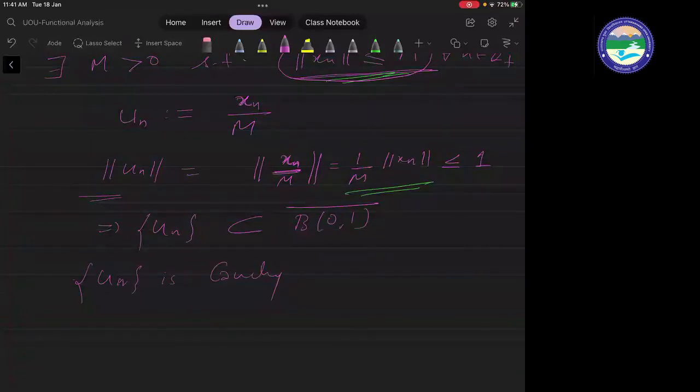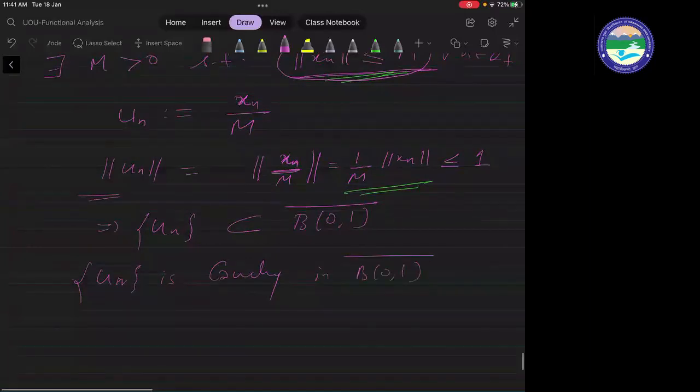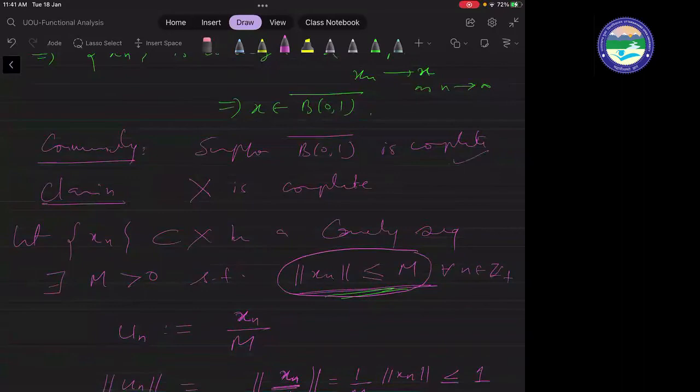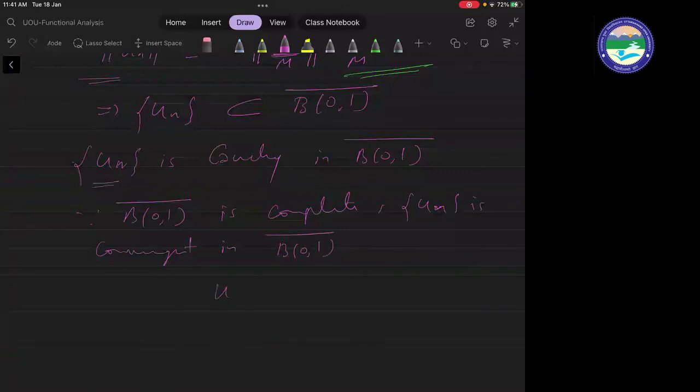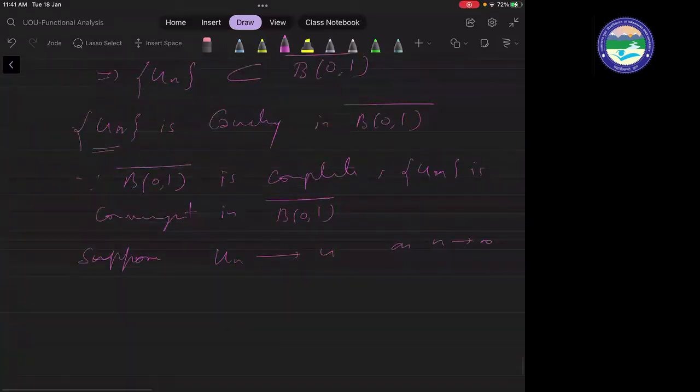un Cauchy हो गया in B01, और B01 क्या है, complete है, हमने माना है B01 complete है, तो ये जो सीक्वेंस है इसका एक लिमिट exist करेगा B01 में, मतलब ये convergent होगी since B01 is complete. Therefore un is convergent in B01. So suppose un converges to u as n goes to infinity.